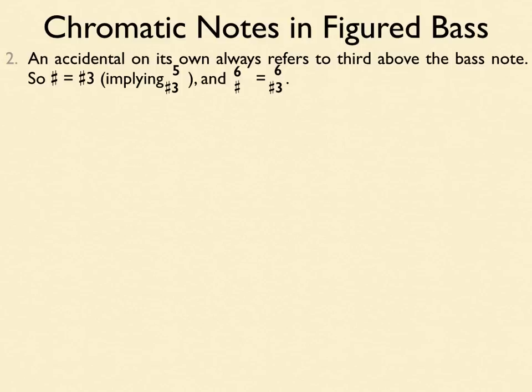And say you're looking for a first inversion chord, you would write your 6 with the sharp underneath. And again, as you can see there, that equals a 6 with a sharpened 3rd.